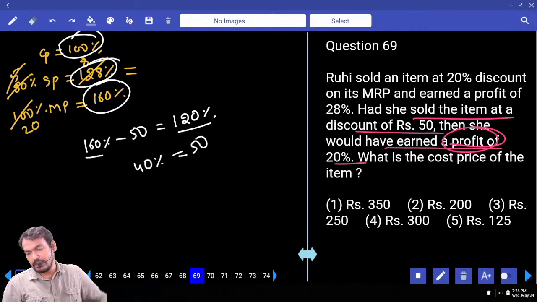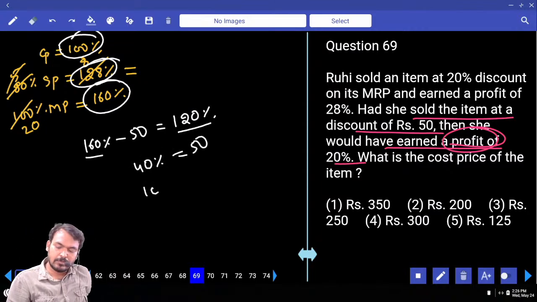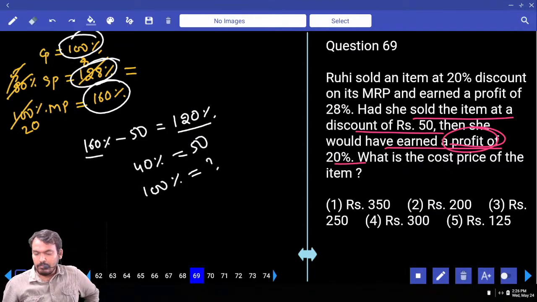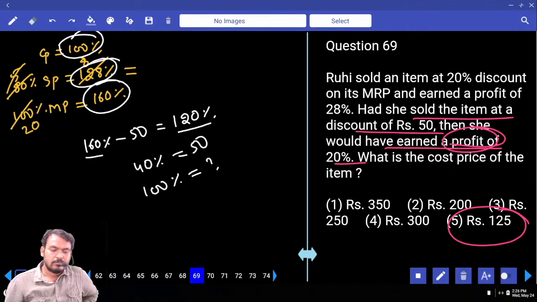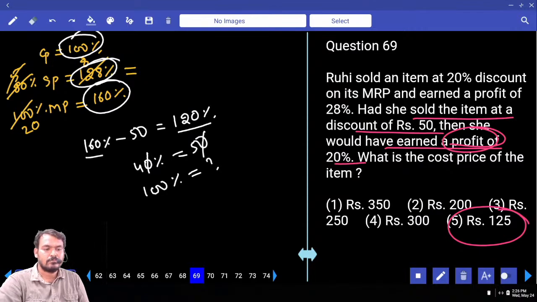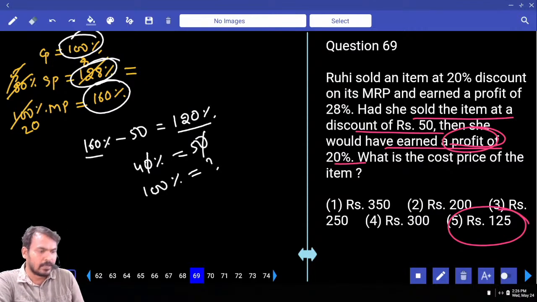50. What is the question here? Cost price. How much percent do we need? 100%. What is the answer? 125. 0 0 cancel. 500 by 4. 125.